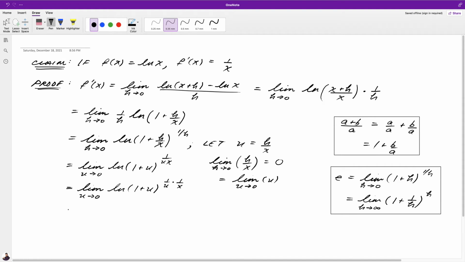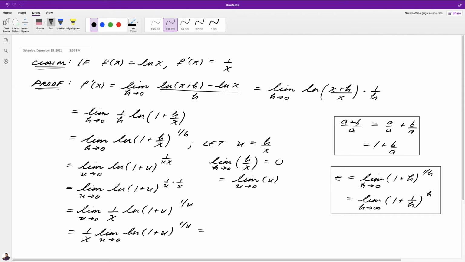And now I'm going to use the power rule in reverse to bring the 1 over x down. I've got the limit as u trends to 0 of 1 over x times the natural log of (1 plus u) to the 1 over u. We know that the limit of a product is the same thing as the product of limits. We also know that this limit is not dependent on x. I can bring this whole 1 over x out. I have 1 over x times the limit as u trends to 0 of the natural log of (1 plus u) to the 1 over u power.